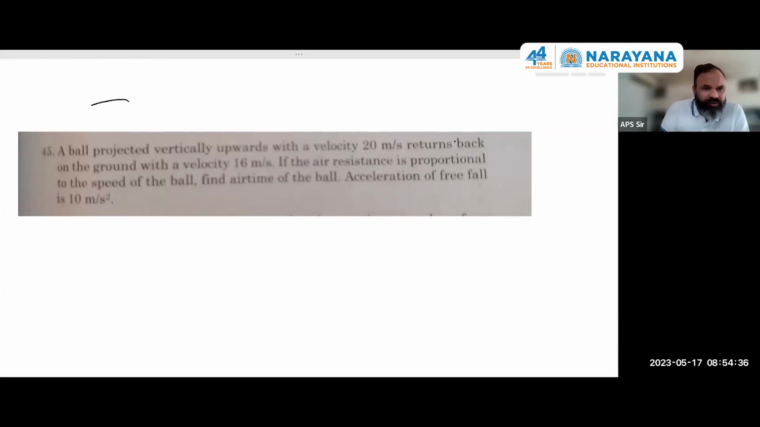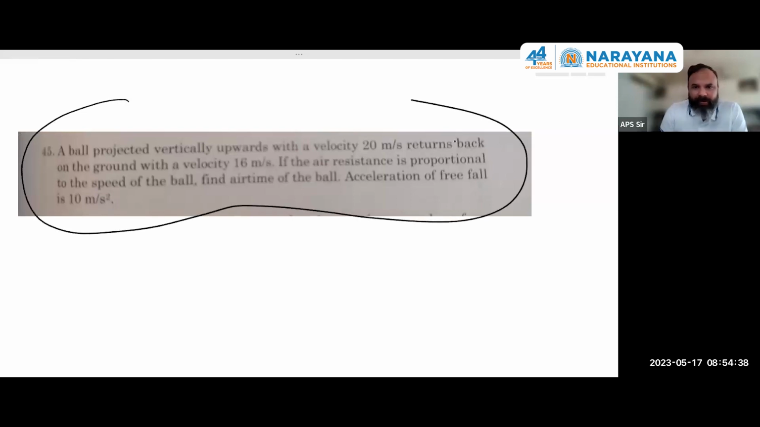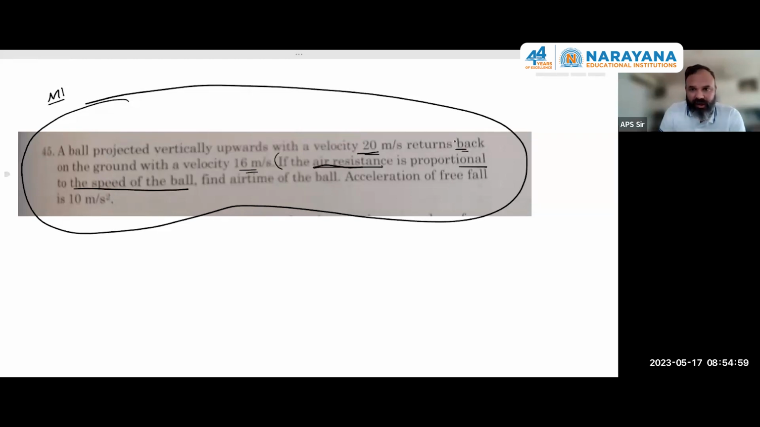Now, problems of this sort, like if you read this problem, there are basic methods, like method 1. Just go through a very fundamental problem. Somebody says a ball is projected vertically upwards with a velocity of 20. The ball returns back to the ground with a velocity of 16. There is an air resistance acting on the ball that is proportional to the speed of the ball. Now, this is interesting. Air resistance proportional to the speed, so more of a viscous drag kind of problem.